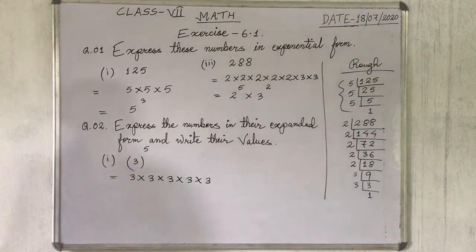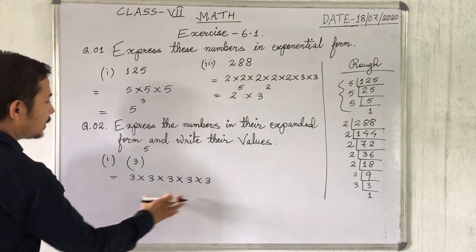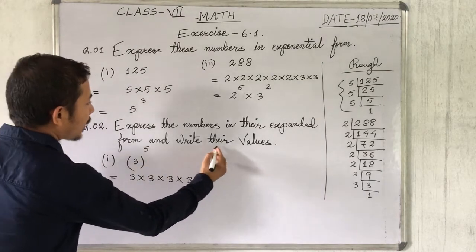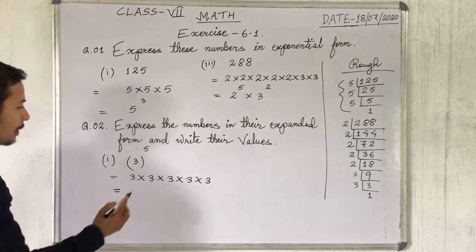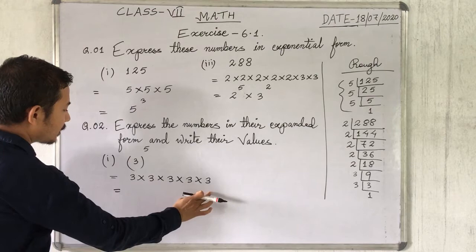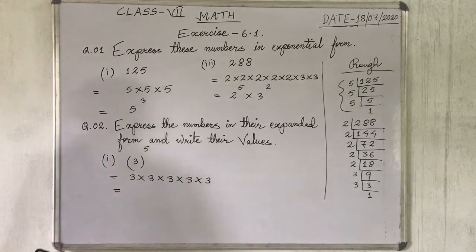3 whole to the power 5 means 5 times 3 is multiplied, right? So this is the expanded form of these questions, and you are asking us to write their values as well. So what will be the values? Now look here. If you multiply all the 3's, whatever we get, that is the value of this number.